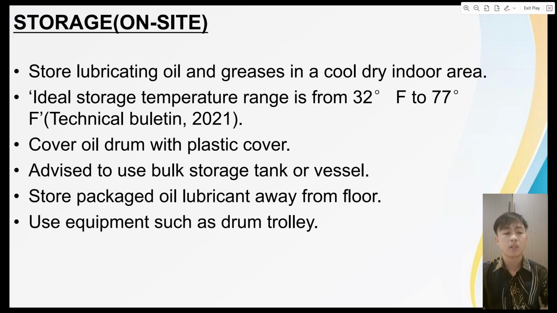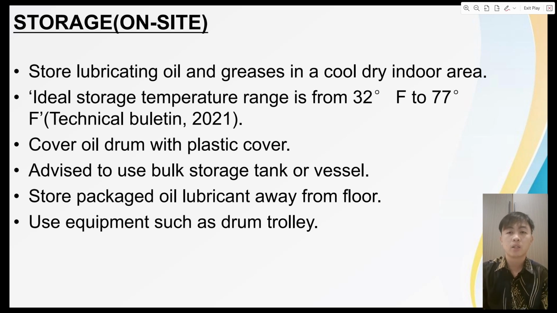Meaning to say, this is the oil drum, and this is the floor. So we use pallets or any object that can avoid direct contact between the oil drum and the floor. Last but not least is to use equipment such as a drum trolley. This is to assist the movement of oil drums into any specific location.